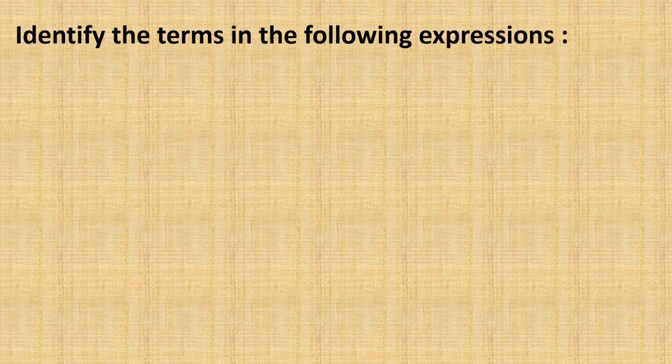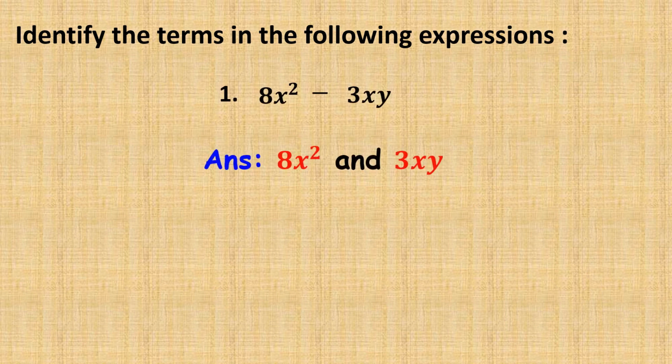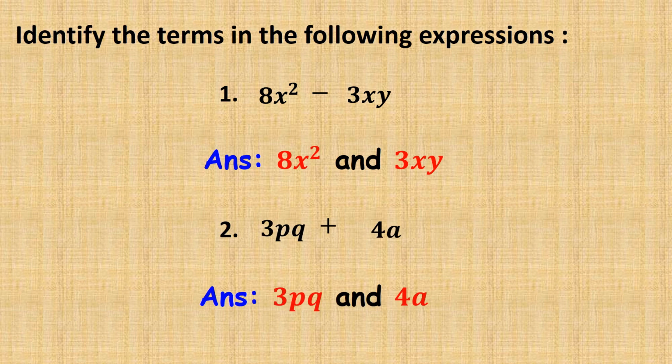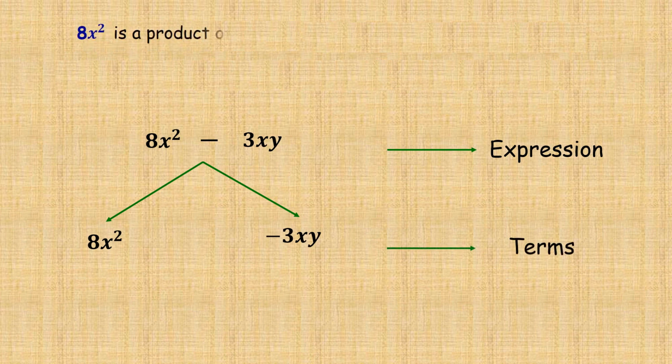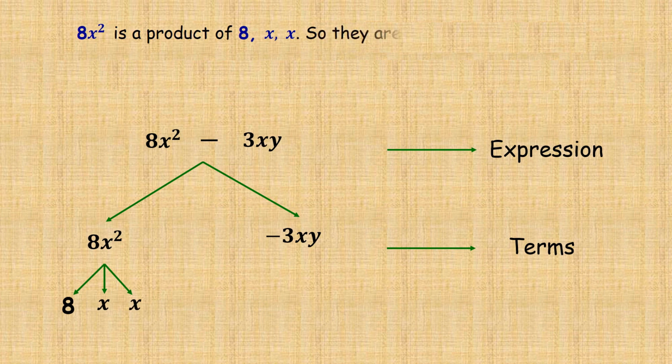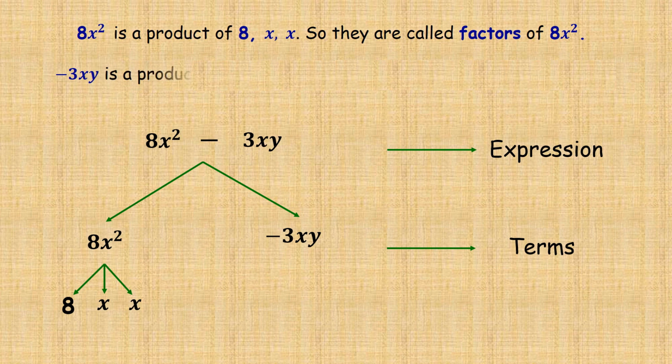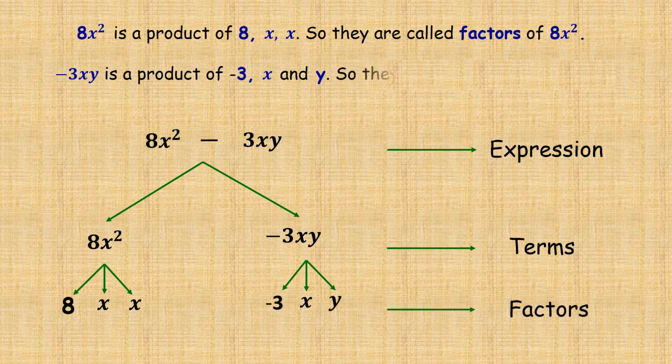Now it is your turn. Identify the terms in the following expressions. Now, go back to the expression 8x square minus 3xy. As you know, it has two terms, 8x square and minus 3xy. The first term, 8x square, is a product of 8, x and x. So, 8, x and x are called the factors of 8x square. Minus 3xy is a product of minus 3, x and y. So, they are the factors of minus 3xy.